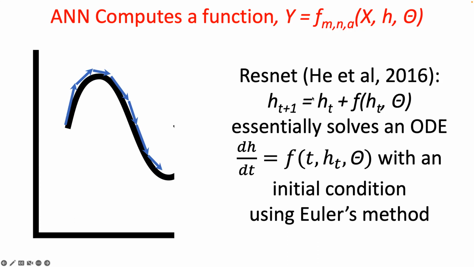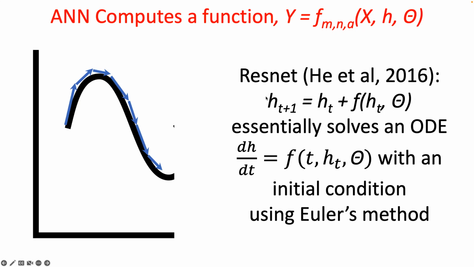According to ResNet, by the researchers who published the paper in 2016, this essentially solves an ordinary differential equation. If you recognize this mathematical expression, it is basically Euler's method, right? So this is a numerical way of solving this equation. With an initial condition given, we are solving this differential equation using Euler's method. That is exactly what is being done in the ResNet, right?